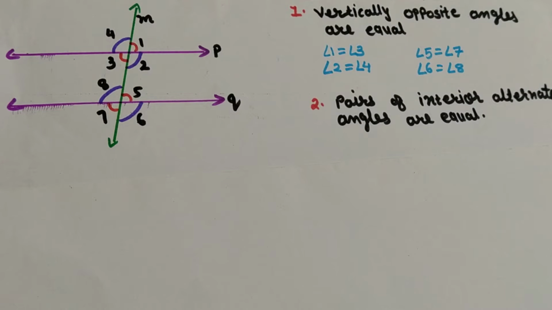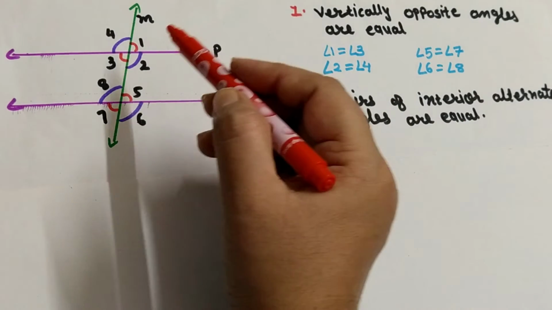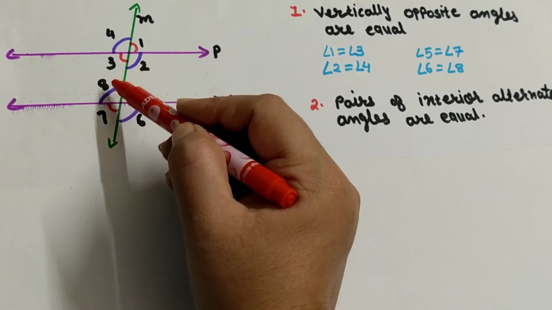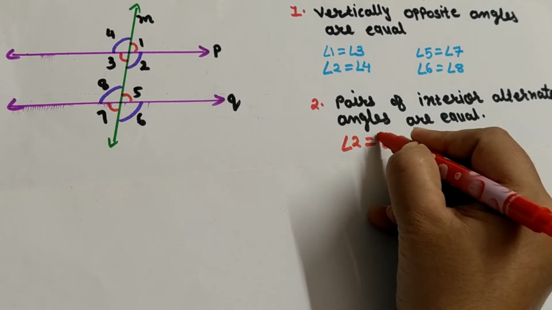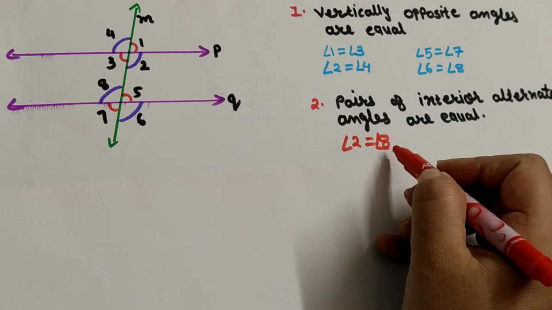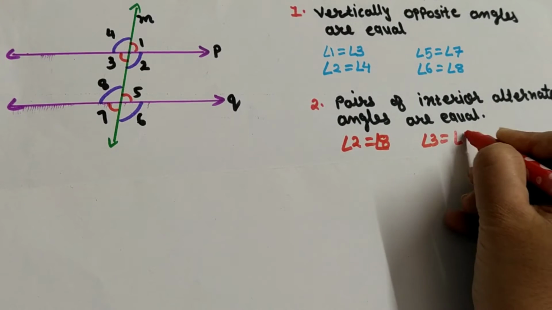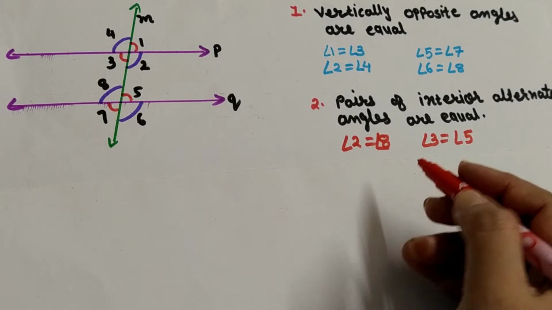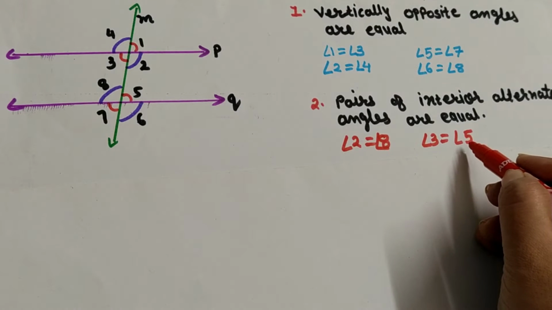Now the property says that pairs of interior alternate angles are equal. If we take angle 2, the interior alternate angle of 2 is angle 8. So we can write angle 2 is equal to angle 8. Angle 2 and angle 8 are interior alternate angles, and angle 3 and angle 5 are also interior alternate angles, and they are equal. Here angle 2 is equal to angle 8 and angle 3 is equal to angle 5.